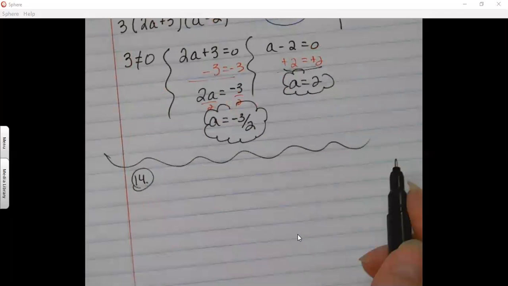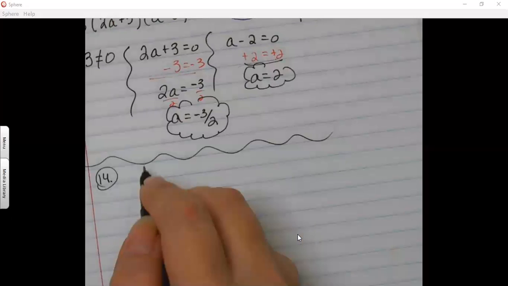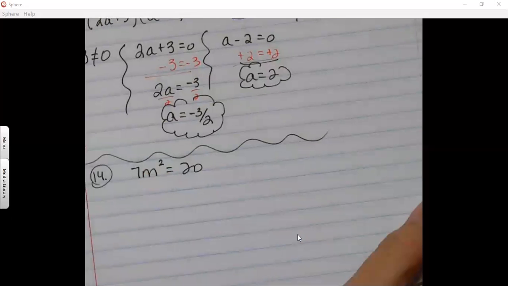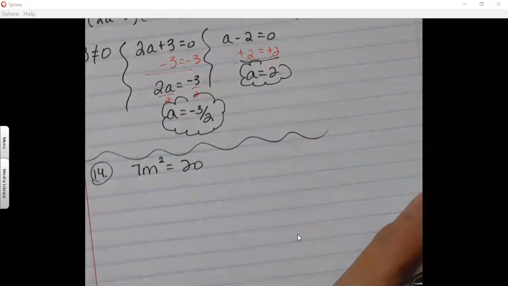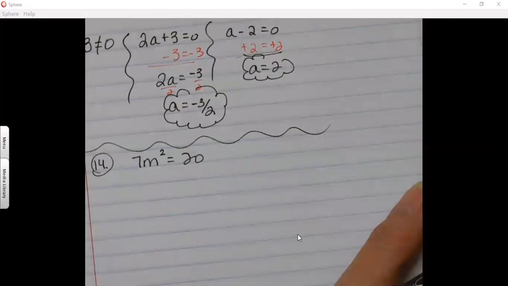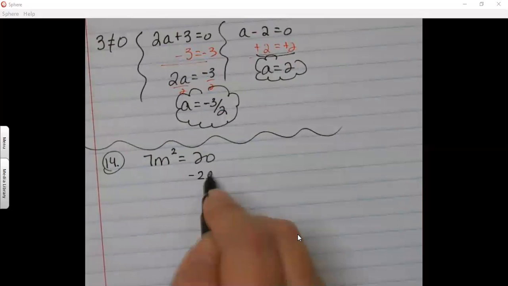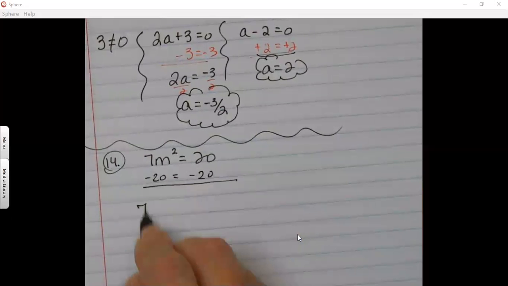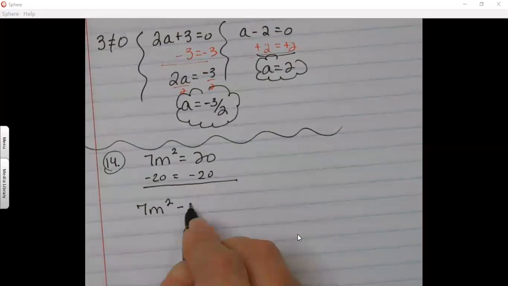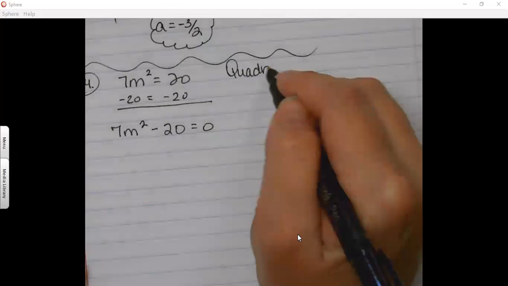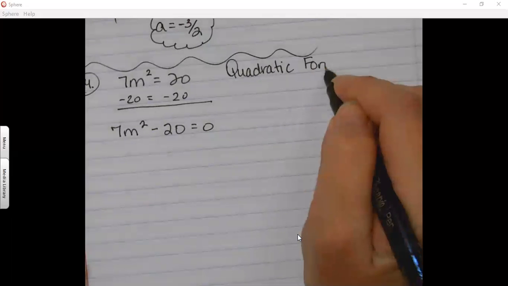So we have 7m squared equals 20. This is the quadratic formula. Quadratic formula, you still want to get set equal to 0 and in standard form, just like factoring, okay? So if I want to get this set equal to 0, what would I do? Subtract 20 from both sides. So I have 7m squared minus 20 equals 0. When you're using the quadratic formula, if there's a greatest common factor, you just leave it right where it is, okay? You don't need to factor it out.